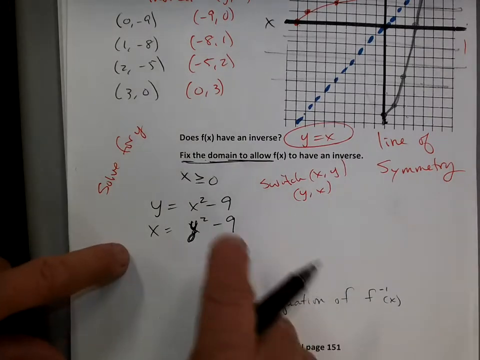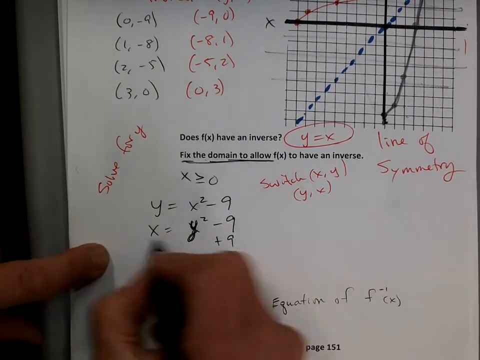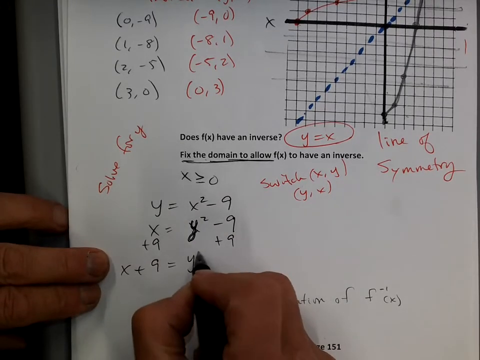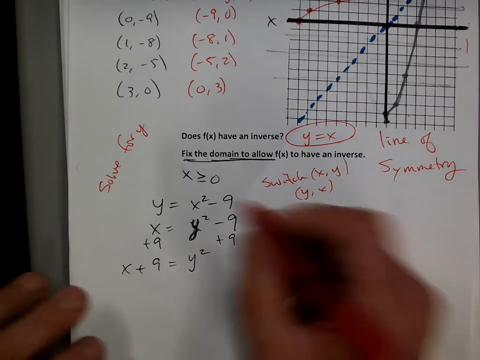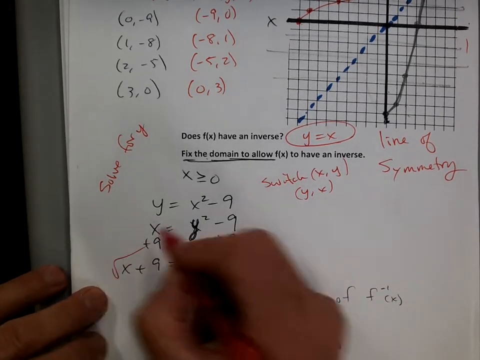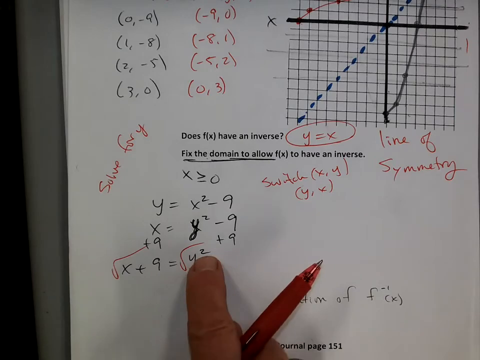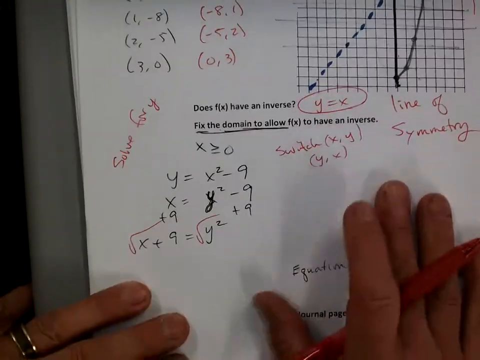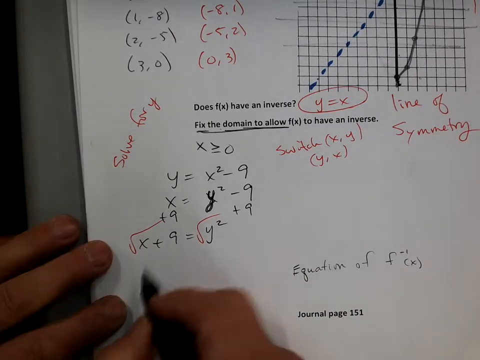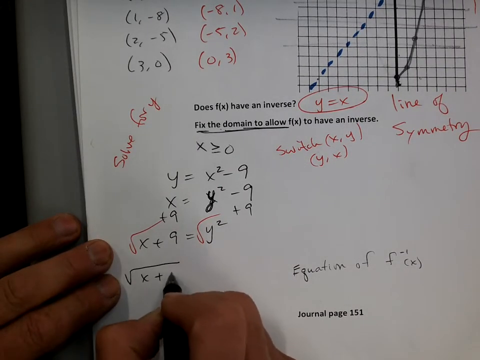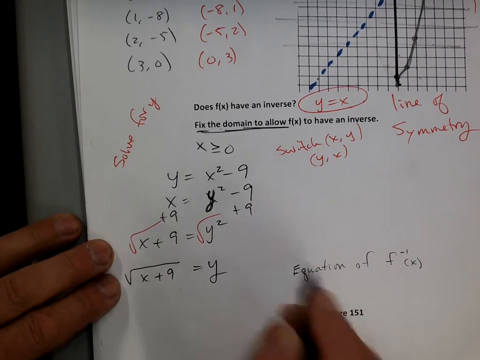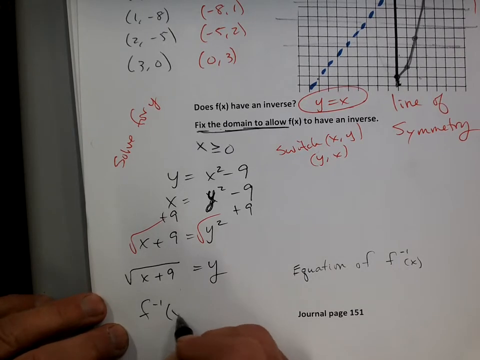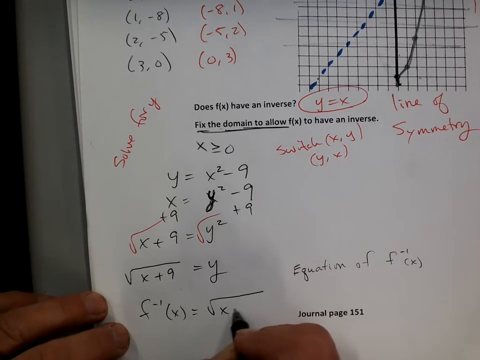So plus 9, plus 9. I've got x plus 9 equals y squared. And to get rid of the square, I'm going to take the square root. Now, normally there's a plus or minus. Normally there's two answers. But we're only going to take the positive answer because there's no graph down here. So the answer is the square root of x plus 9 equals y, or f inverse is equal to the square root of x plus 9.